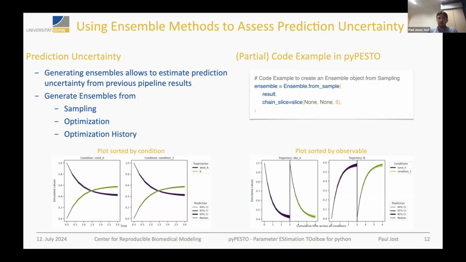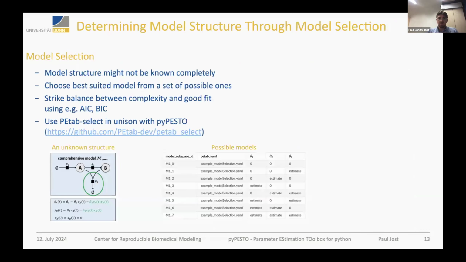Okay. So I think second to last step. Yeah, no, I think it's only the last step. Going a bit faster than I was estimating. Is model selection.